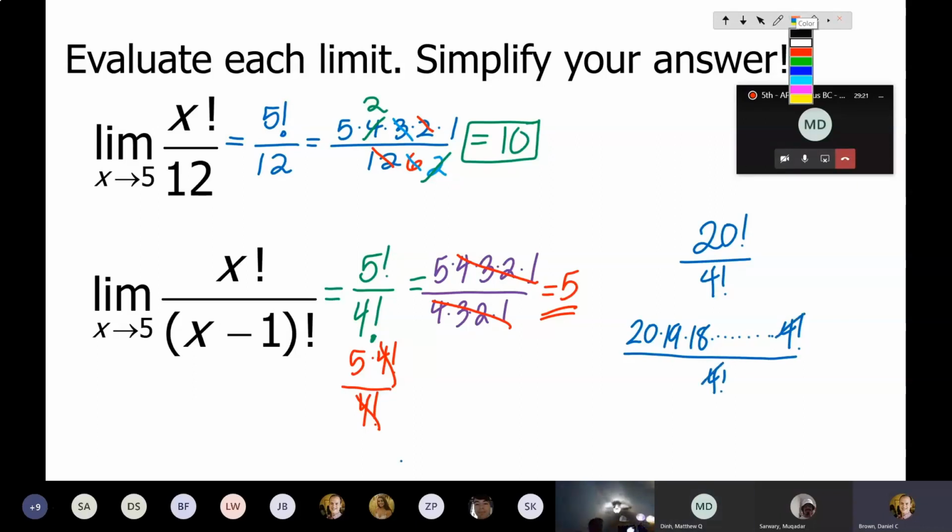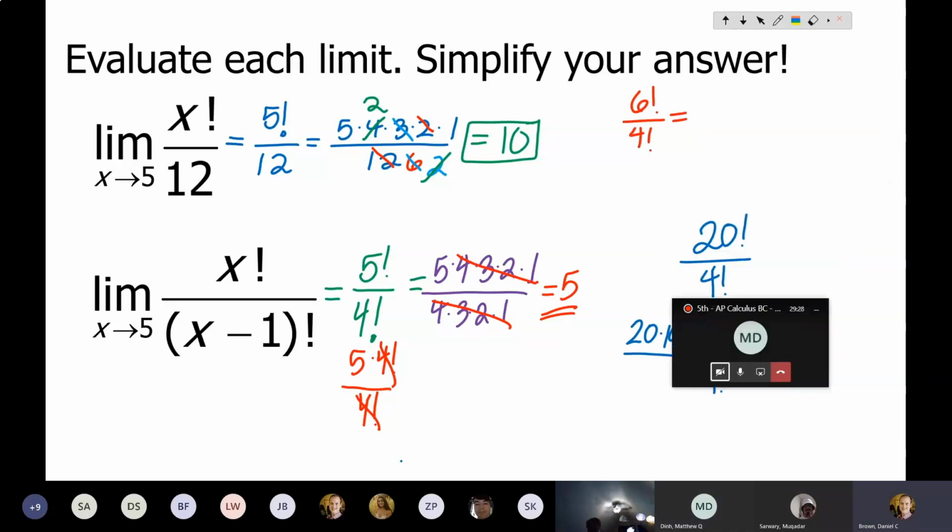To do one that might be a little bit easier to see, if I had 6 factorial over the 4 factorial, I would rewrite that. It's going to be 6 times 5 times, stop at the 4, all over the 4, just to give me 6 times 5 or 30.